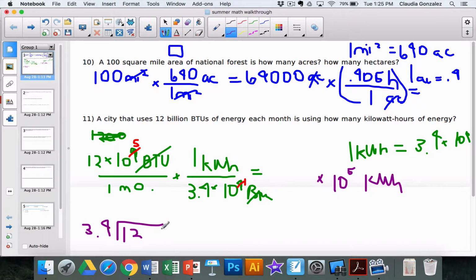And if you actually do this entire multiplication, or I'm sorry, division, I don't have room here, I'm sorry, it ends up being 3.5. Then all I have to do is put that in front of my times 10 to the 5th per month, and you can keep the per month if you want.